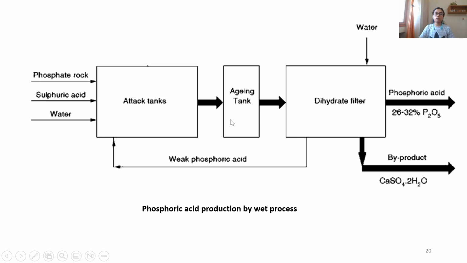Then we will pass it to the aging tank. Aging tank means to store for some time. Then finally we do the dihydrate filter, and the precipitated calcium sulfate along with two water molecules, the dihydrated calcium sulfate or gypsum, we will separate out from this tank, and the clean upper layer will be phosphoric acid. It can be converted to P2O5 also, and by the action of water on P2O5 some more phosphoric acid can be generated in this tank. The weak phosphoric acid we can send back here, and it can again go to the aging tank, and then be transformed into good phosphoric acid. This is the phosphoric acid production by wet process.